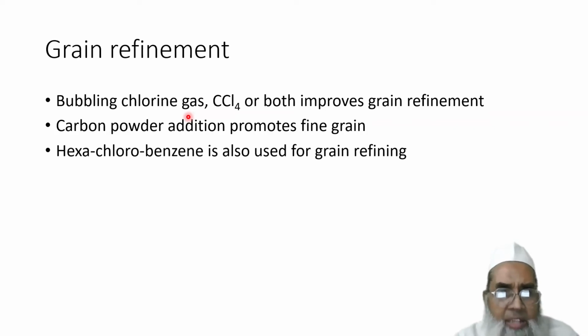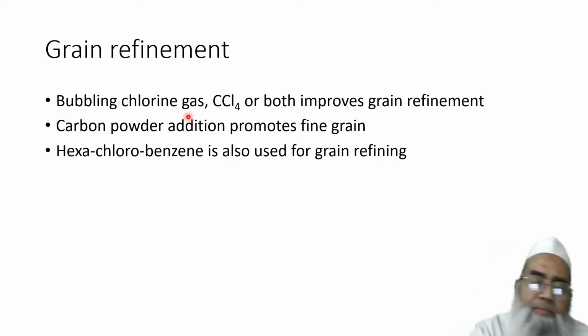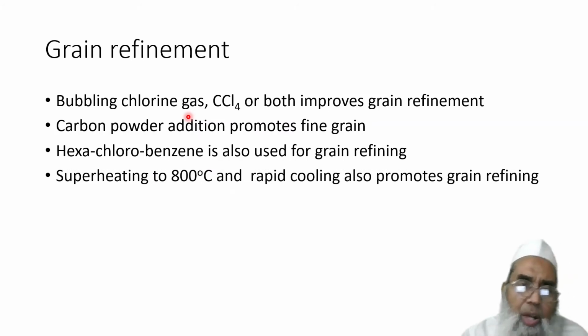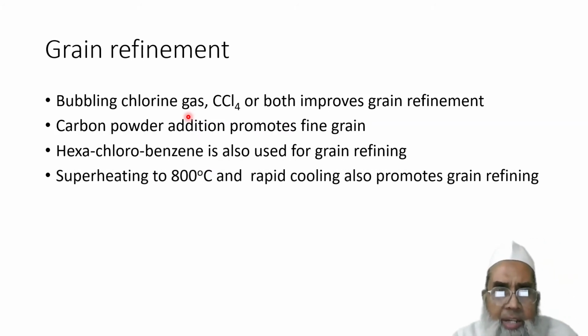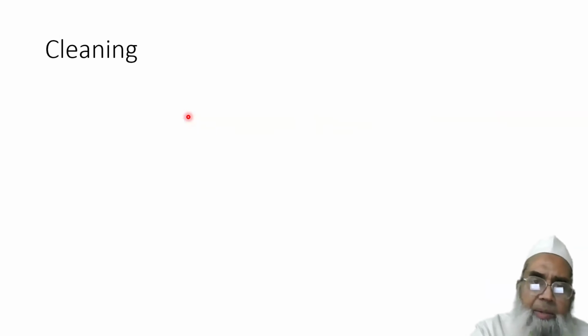Not only this, but hexachlorobenzene is also seen to have grain refining effect. Now, superheating to 800 degrees centigrade and rapid cooling will also promote grain refining.